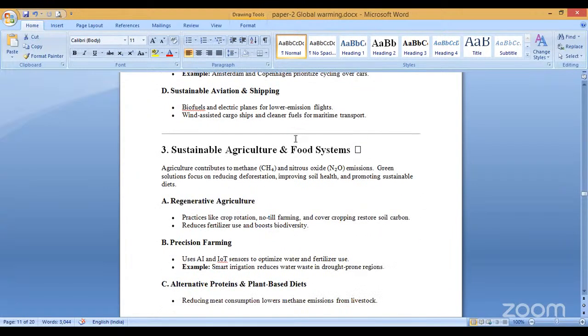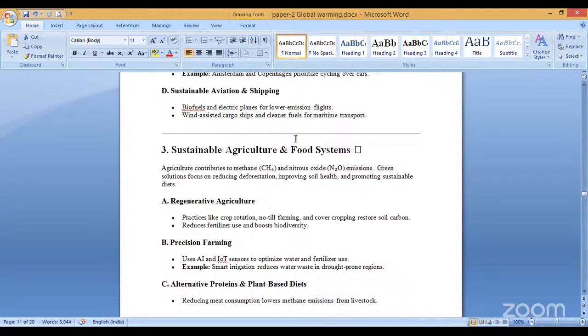Agriculture contributes to methane and nitrous oxide emissions. Green solutions focus on reducing deforestation, improving soil health, and promoting sustainable diets. In that, first is regenerative agriculture. Practices like crop rotation, no-till farming and cover cropping restore soil carbon, reduce fertilizer use and boost biodiversity.